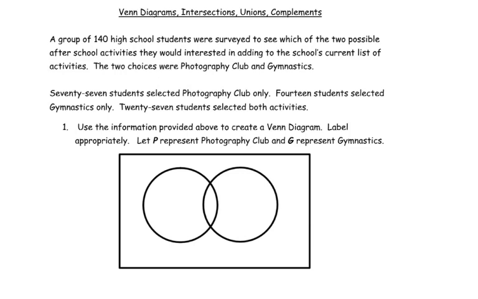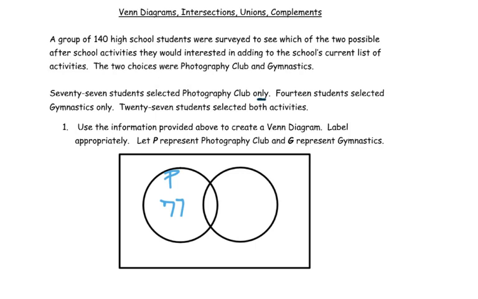So out of 77 students selected photography club only. All right, so only, that's a big word. Only meaning that that's what they decided, nothing else, just photography club. So we'll call this first circle P, and we'll put a 77 in there because that's the only thing 77 of them chose was photography.